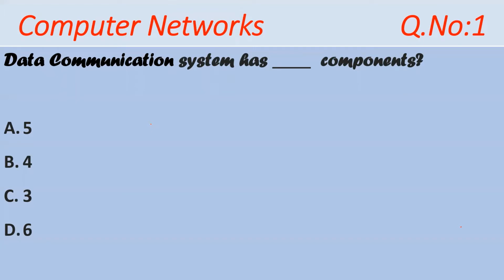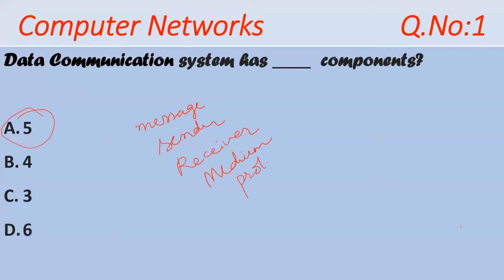So the first question is, the data communication system has how many components? It has got 5 components. So what are those 5 components? The components are message, sender, receiver, medium, and protocol. Okay, so these are the 5 components of data communication system.